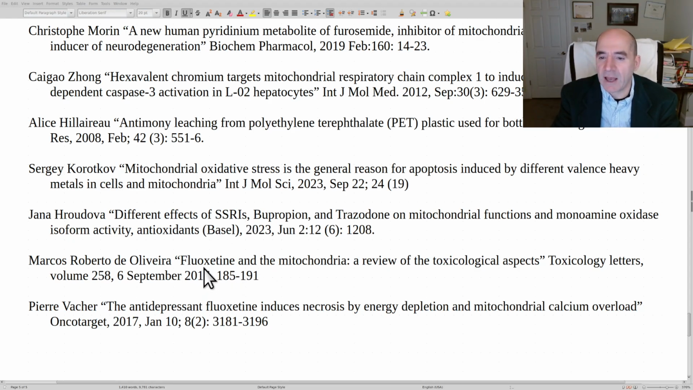Fluoxetine is Prozac, toxic to mitochondria. Great. Another paper showing how fluoxetine can cause necrosis of cells. Oh, this was funny. It's in an Oncotarget journal. This is in a cancer chemotherapy journal. So here's what's funny. Some poor bastard, they're not feeling well. They're depressed. They go, oh, some psychiatrist says, take this pill. It's an antidepressant.